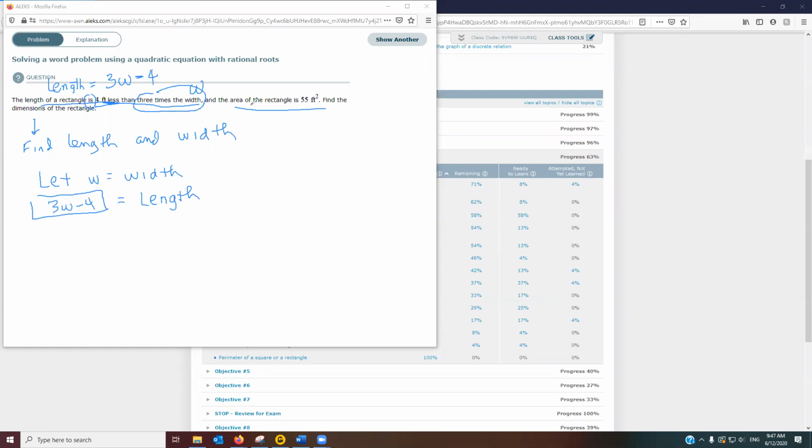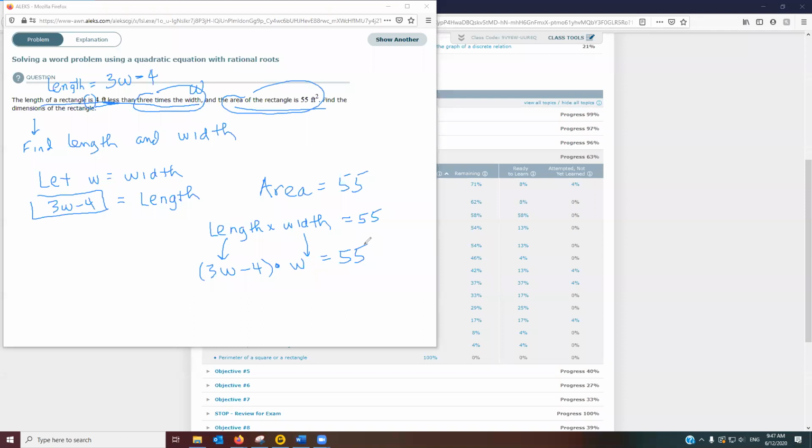All right, let me go to this sentence that says the area is 55. Well, I need to know the formula for the area of a rectangle. The area of a rectangle is length times width. If you don't remember that formula, it's in the back of the reference packet. So the very back of the reference packet has a lot of formulas from geometry. All right, but let me plug in. For the length, we came up with that as 3W minus 4. For the width, we call that W.